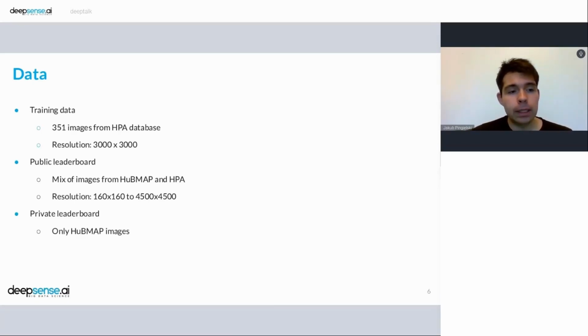And finally, our model was evaluated after the deadline of the competition on private leaderboard dataset, which consisted only of HuBMAP images. So I think it was an interesting setup where you had to train your model on one dataset, but you need to train it in such a way that it will perform good on quite different dataset. And I think it mimics quite well our usual business cases in commercial products.